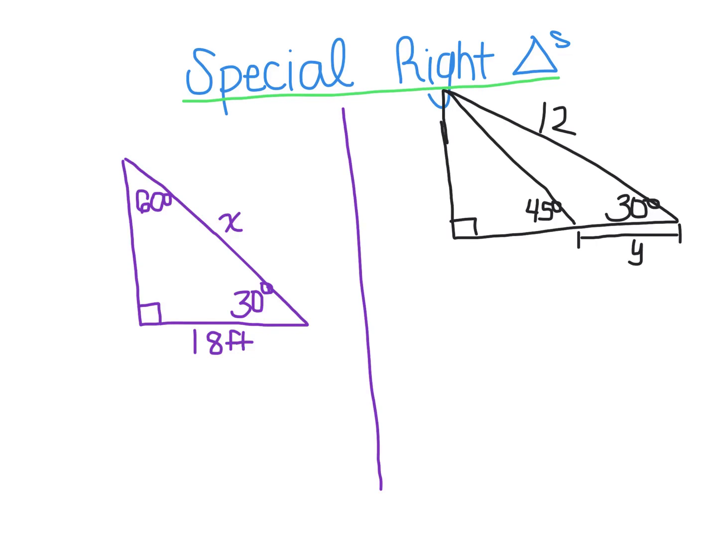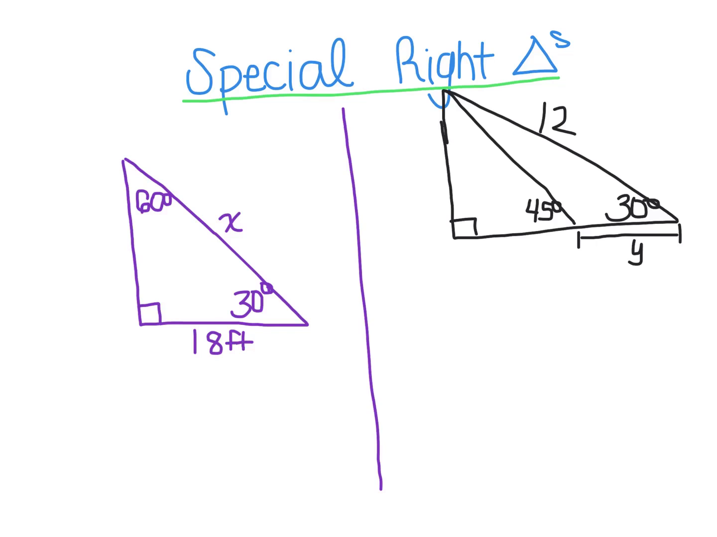All right, I want to show you how to solve some a little bit more challenging questions involving special right triangles. So I'm going to go over to the next page and you can see a little bit more difficult problems, but it's still using those same concepts. So let's start on the left side.